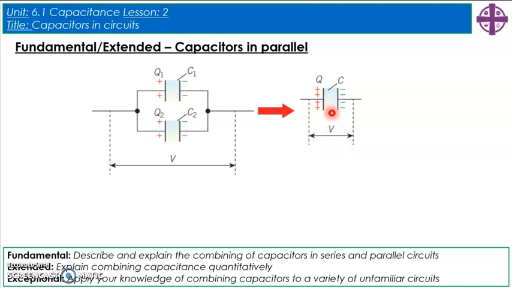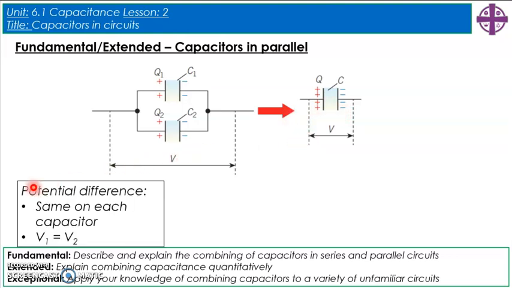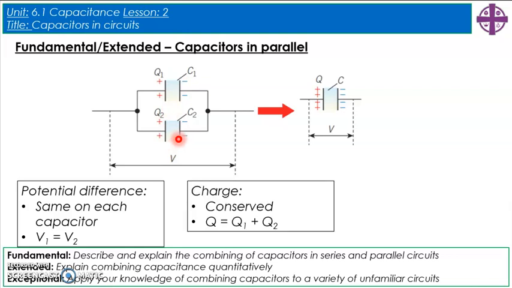Notice what's happened here to the charge on each plate of the capacitor. So we're going to come to the potential difference, the charge, and the capacitance. Potential difference, when it's in parallel, is the same on each capacitor. So each capacitor there has the same potential difference. V1 equals V2. The same potential difference on both.